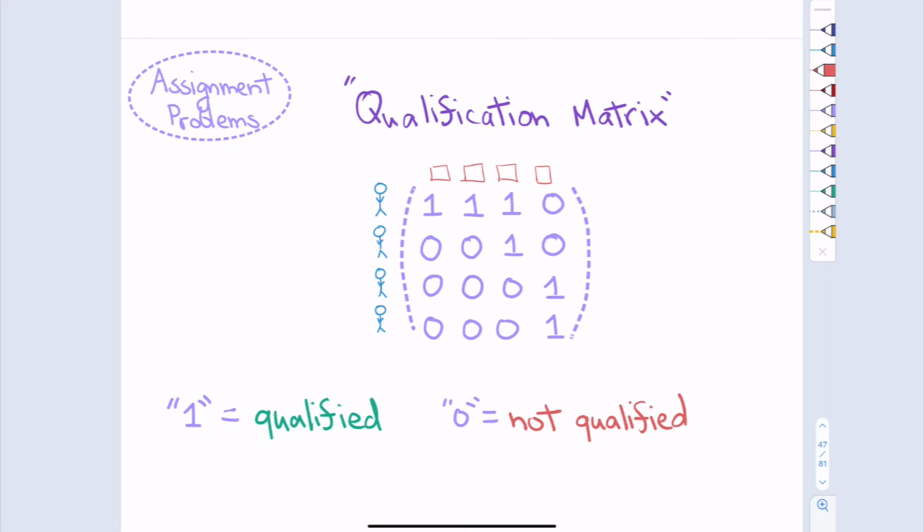This was actually something that motivated a lot of this stuff when they were doing allocations in World War II.